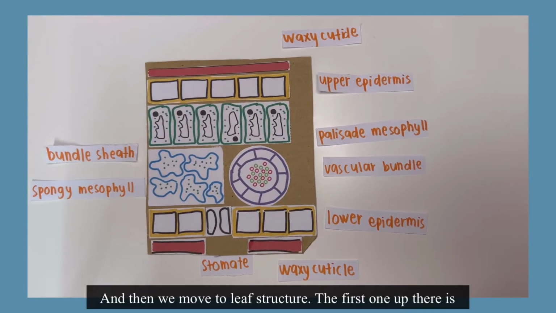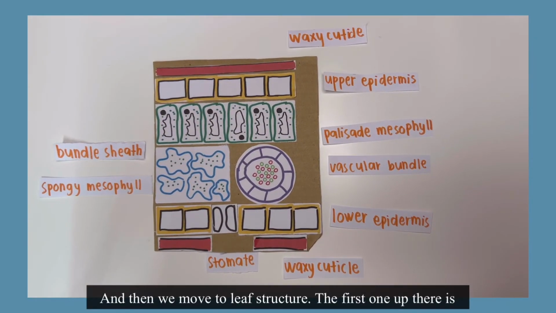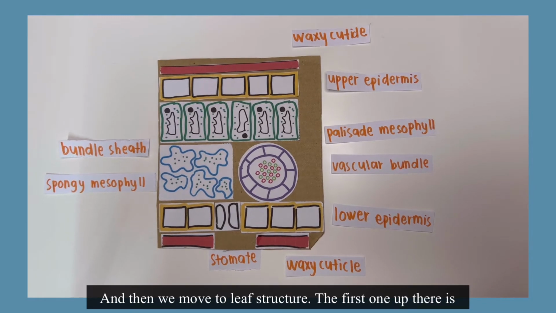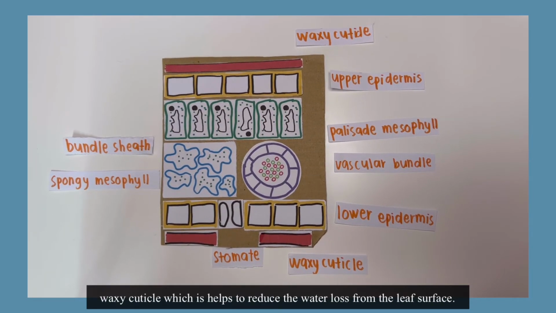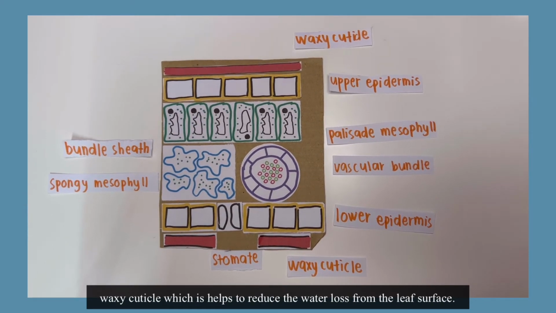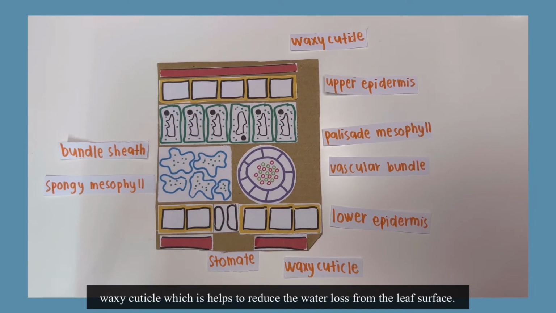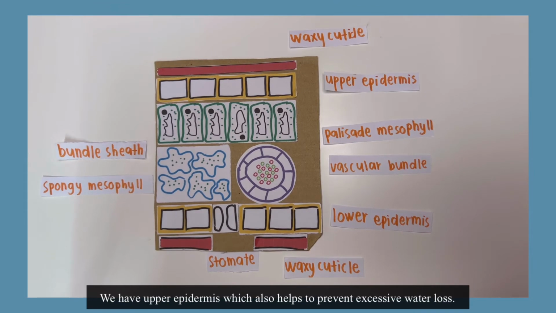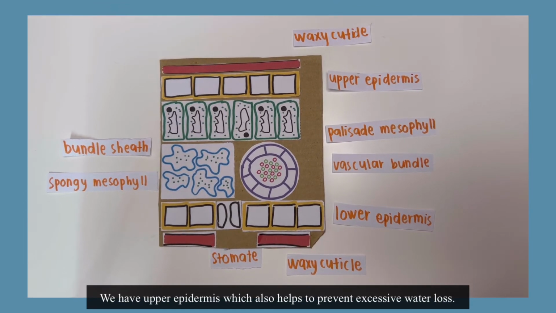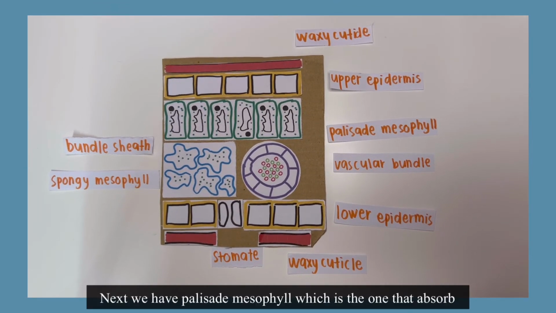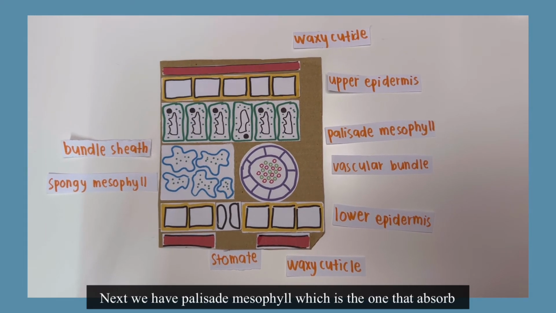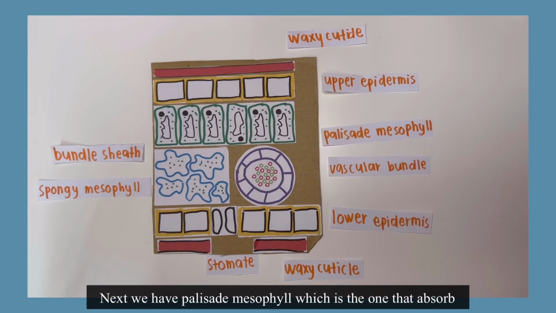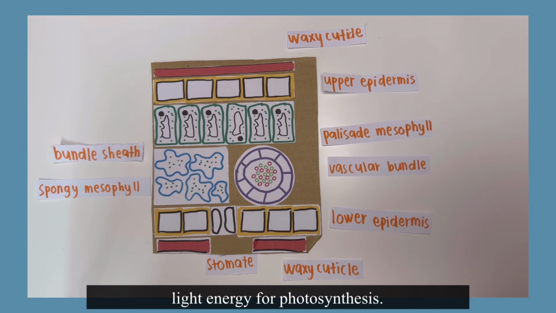And then we move to leaf structure. So the first one up there is cuticle, which helps to reduce the water loss from the leaf surface. And then we have upper epidermis, which also helps to prevent excessive water loss. Next, we have palisade mesophyll, which is the one that absorbs light energy for photosynthesis.